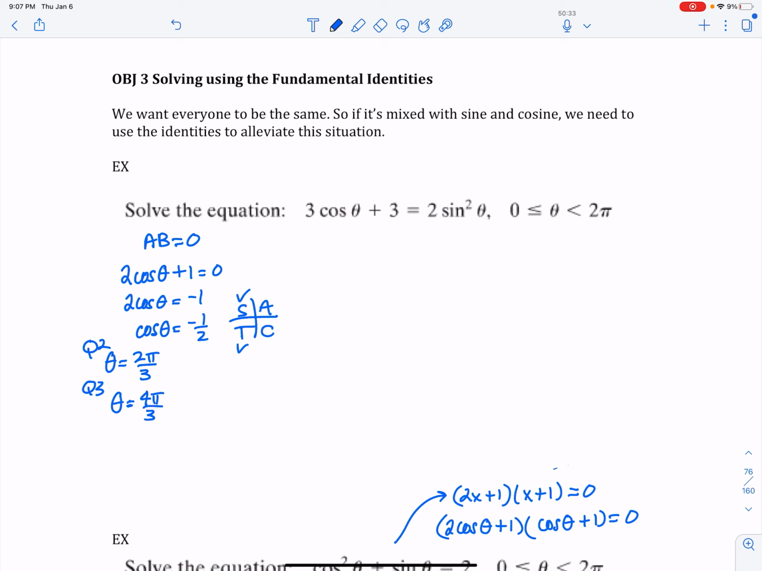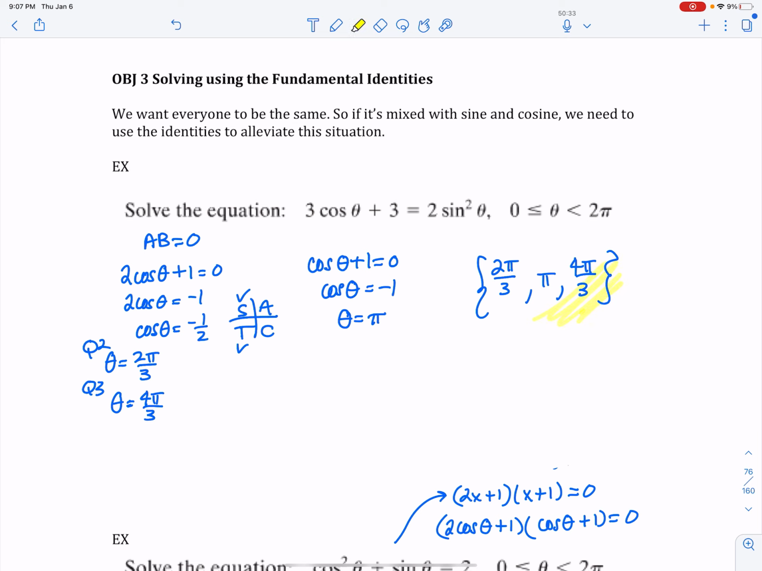Now I'm going to look at the b portion. The b portion was cosine theta plus 1 equals 0. So cosine theta equals negative 1. If you look at the unit circle, there's only one place where cosine equals negative 1, and that's at pi. So my answers for this one are going to be 2 pi over 3, pi, and 4 pi over 3. And I'm done with that one.